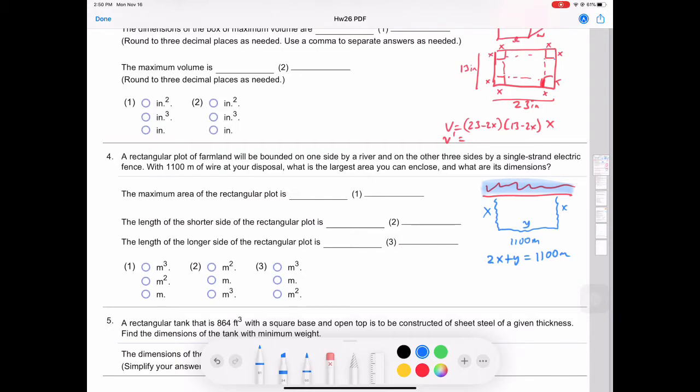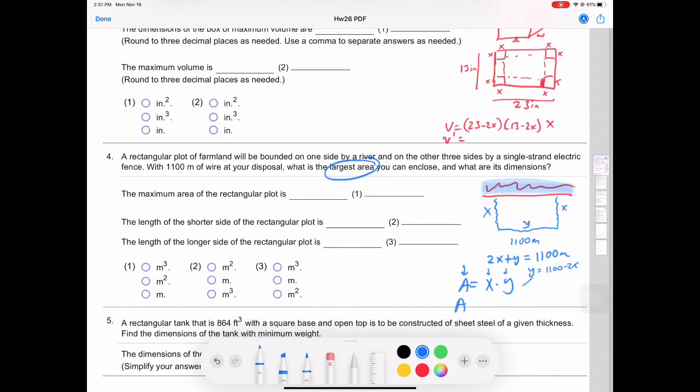Now the next question, what is the largest area you can enclose? Well, the area equation is length times width here. So area is x times y. And since we said the largest area, we're going to maximize this area equation. Now, I could say A prime right away, but if I did that, I would have to deal with two variables when we don't want to. So let's get rid of the x or y. I think y would be easier here. So y is equal to 1100 minus 2x.